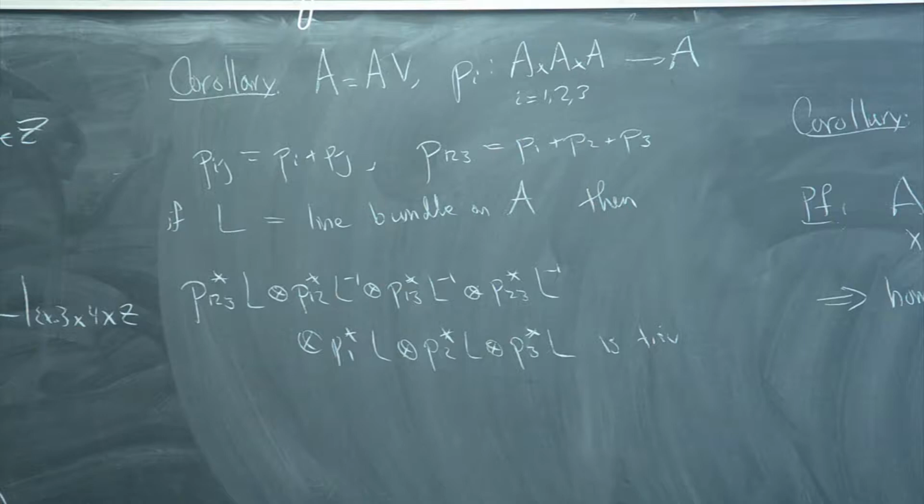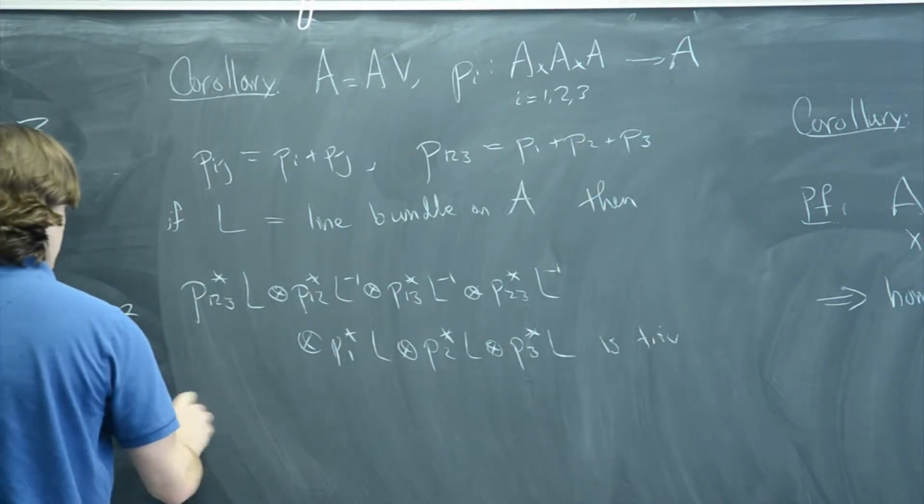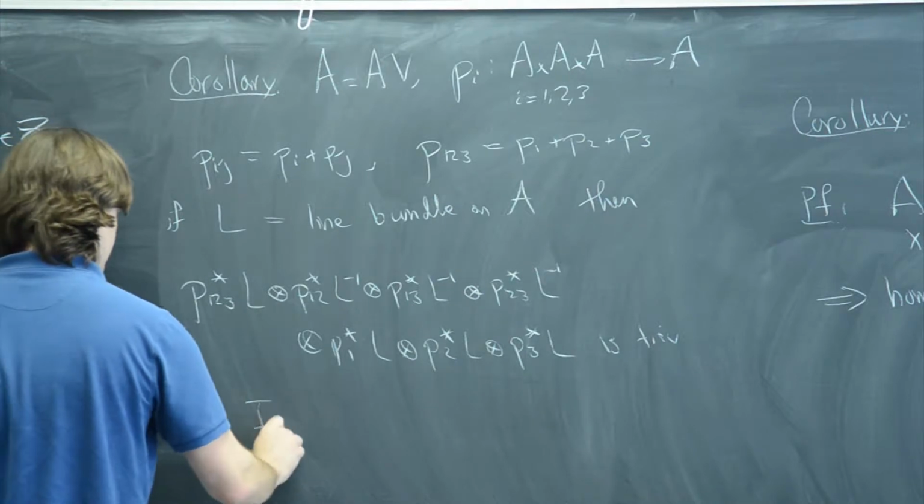And this follows immediately from the theorem of the cube, just by restricting to A times 0 times 0 or 0 times 0 times A, things like that. So the proof is sort of immediate.